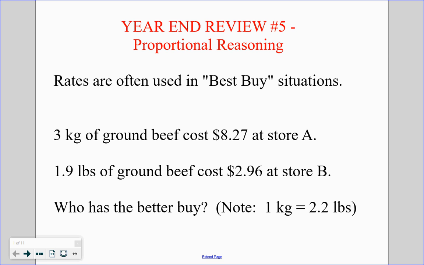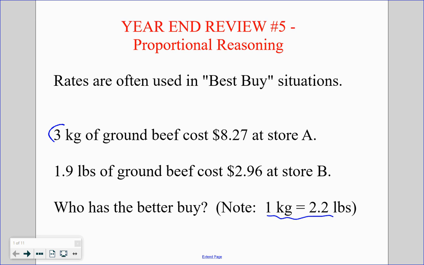So for example here, 3 kilograms of ground beef cost $8.27 at store A, and 1.9 pounds of ground beef cost $2.96 at store B. Who has the better buy? So when we're doing better buys, you have to make sure that you're always comparing apples to apples. So in this case, we just want to make sure that the units match. Now it doesn't matter if you keep dollars and kilograms and put them both into that version, or if you put both into dollars and pounds. It really doesn't matter.